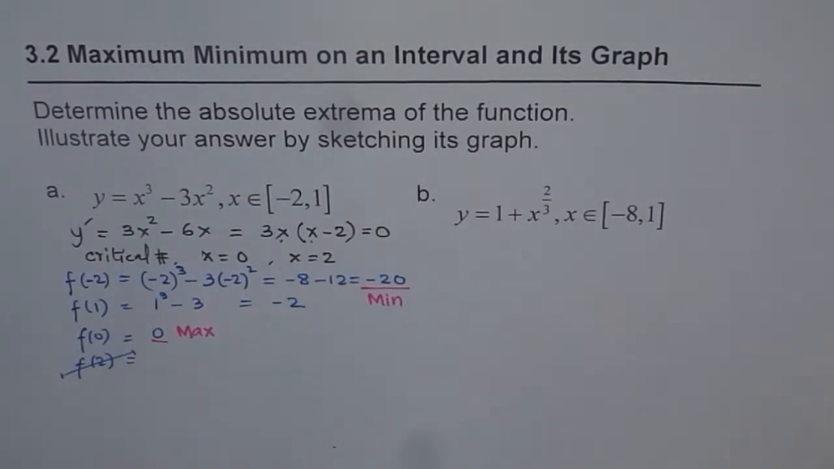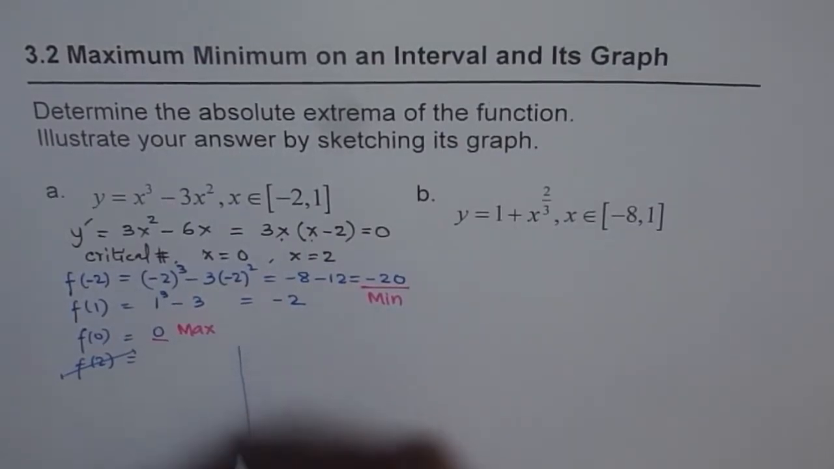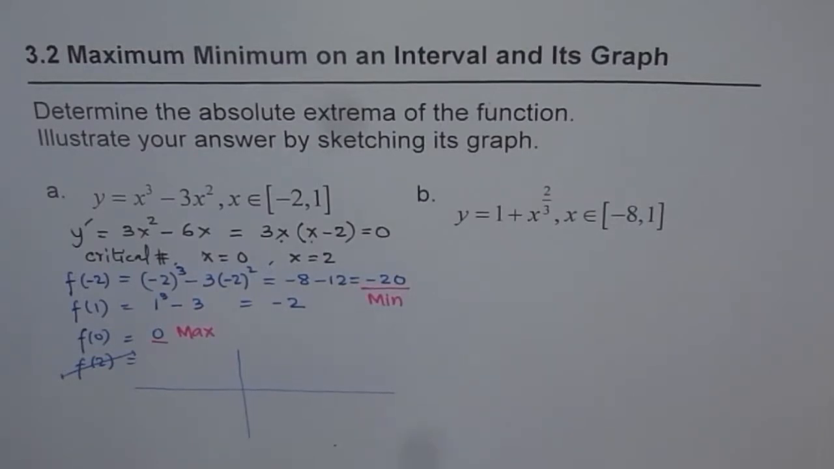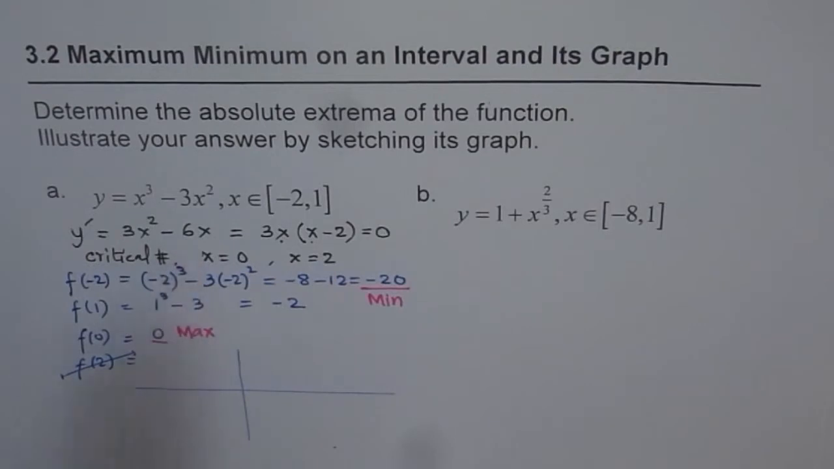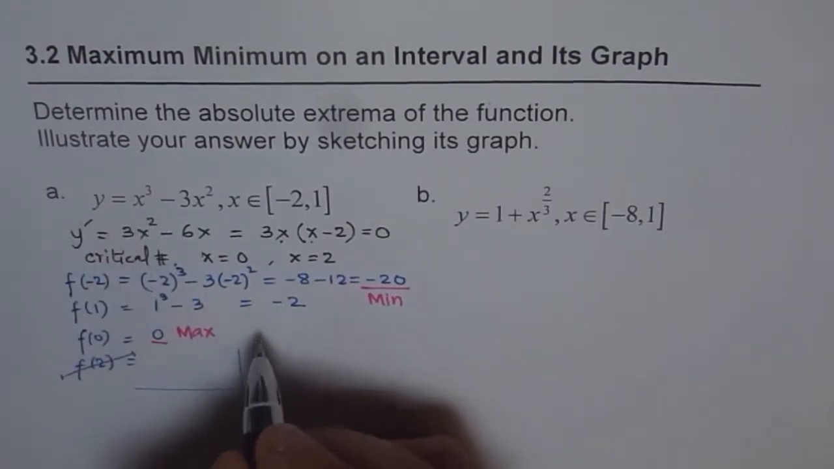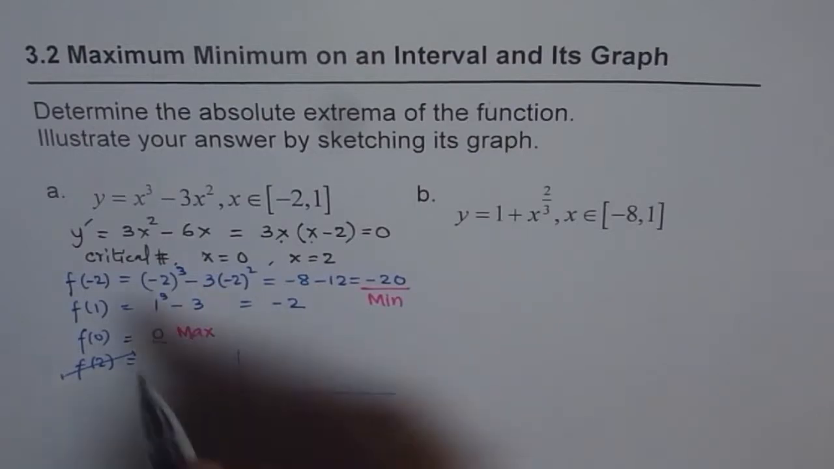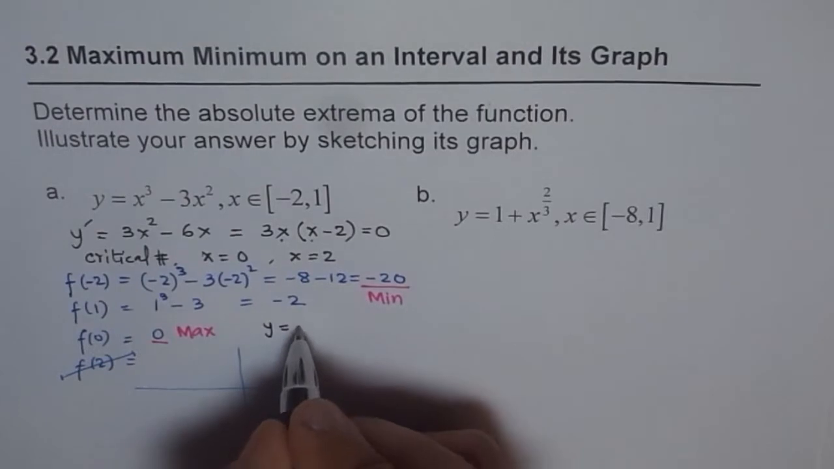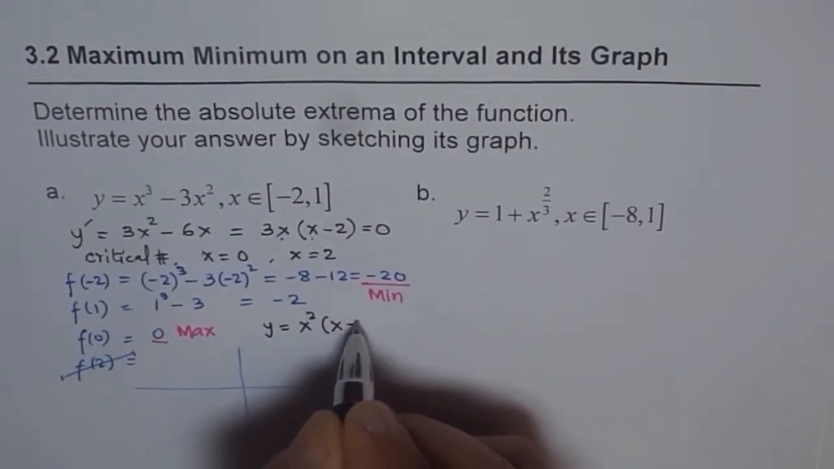Now the second part of the question is to sketch and show this on a graph. So we'll just make a rough sketch of the whole function. Now to make a sketch, it is better to write it in the factored form. So let me rewrite this function. I have y equals, I can take x squared common, and so I get x squared times x minus 3, right?